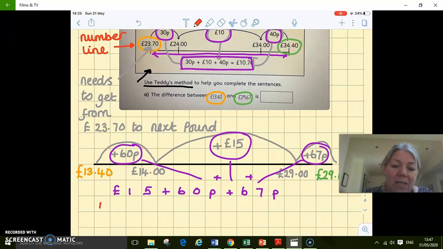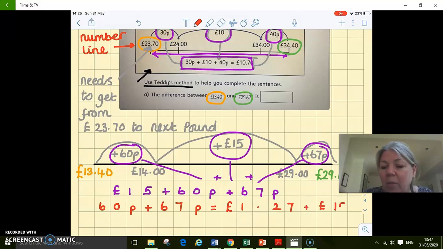So I know that 60 add 60 is 120, but I haven't got 60 add 60. I've got 60 add 67. So I know that that's 127 pence, which is the same as £1.27. And then all I need to do is add that £1.27 to my 15 to find the difference. And that's super easy. 15 add 1, we know is 16.